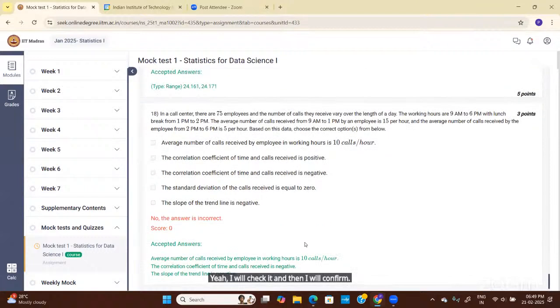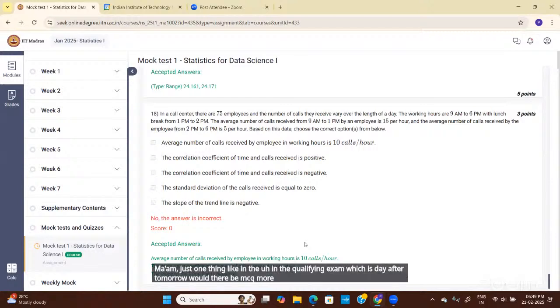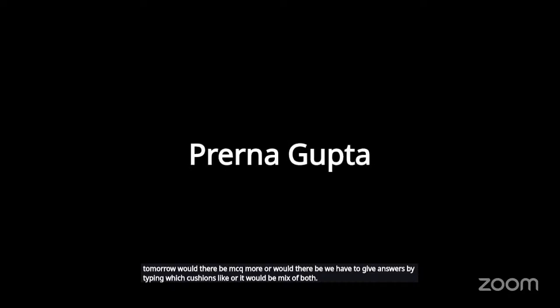Ma'am, in the qualifying exam, which is day after tomorrow, would there be more MCQs, or would we have to give answers by typing? Or would it be a mix of both? It will be MSQ, MCQ, and numerical answer type. How much percentage would be numerical answer? It would be like 50-50.